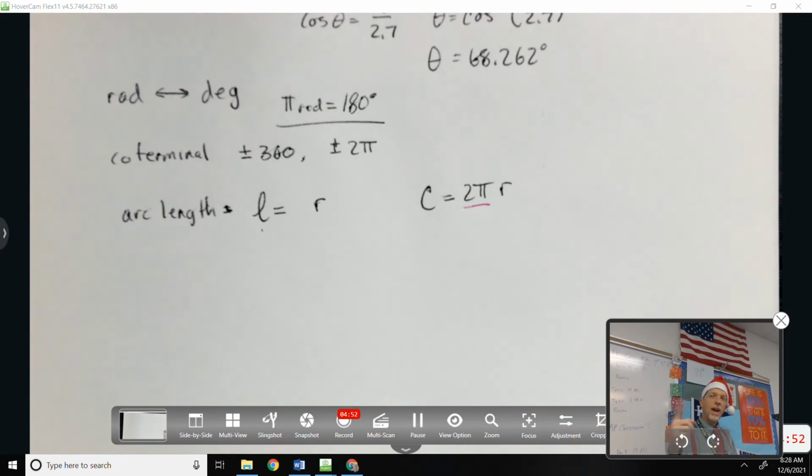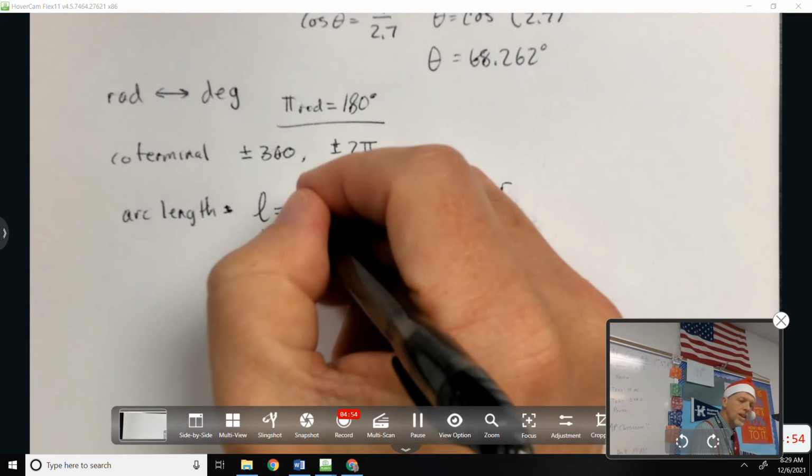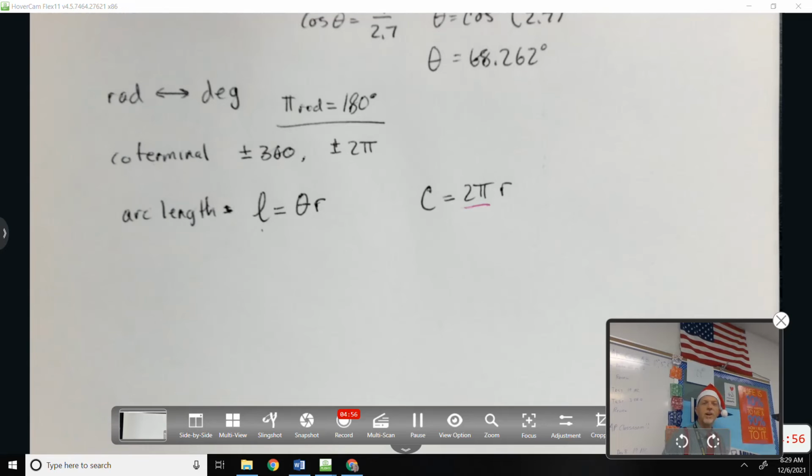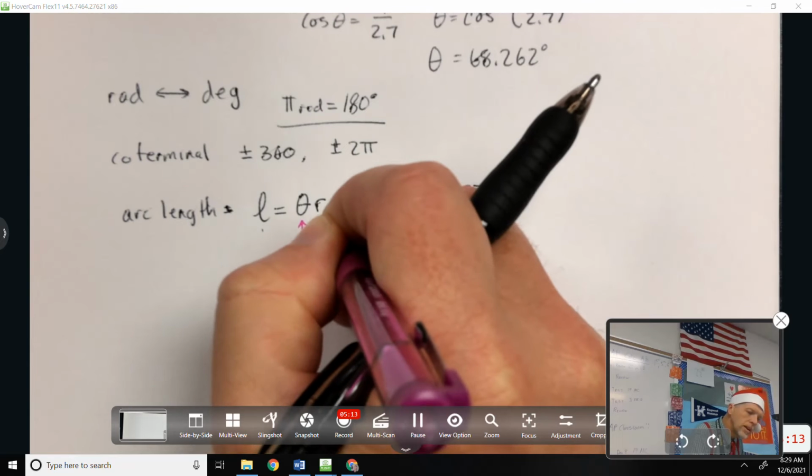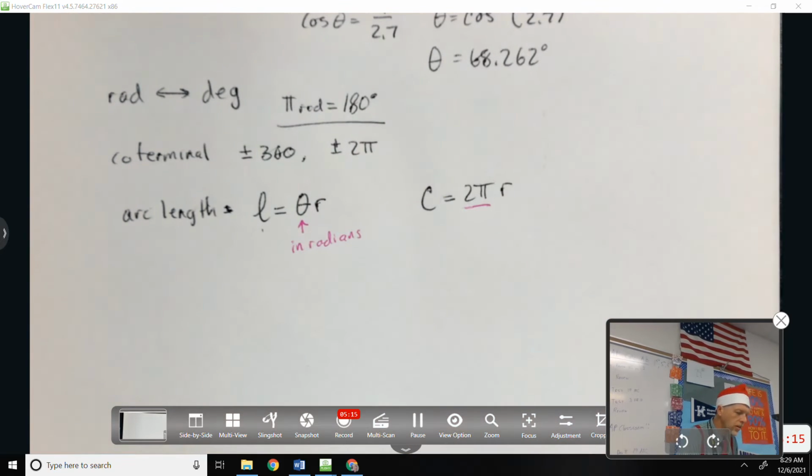Pi r would be halfway around. If we didn't know how far we were going around, we put theta. And so if theta is 2 pi, that's all the way around. If theta is pi, it's halfway around. If theta is pi over 3 or pi over 6 or whatever, theta times r. Theta has to be in radians, though. Don't put it in degrees.